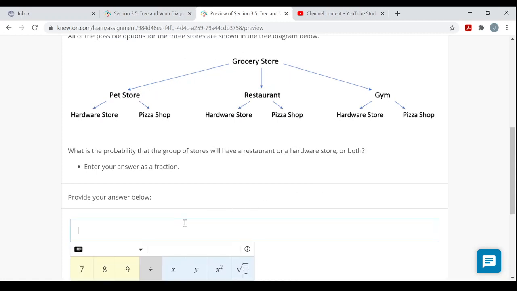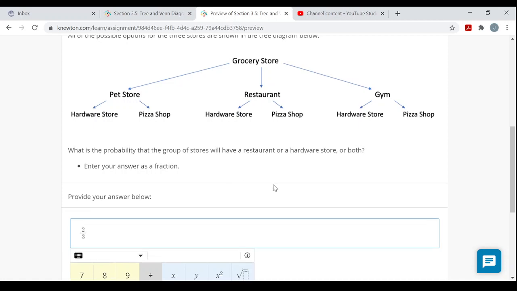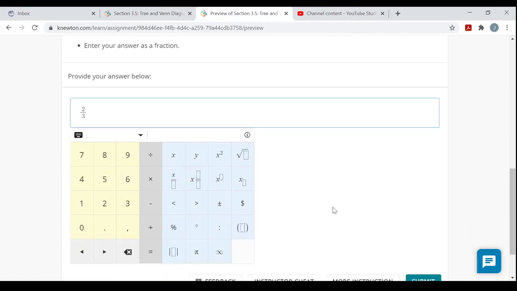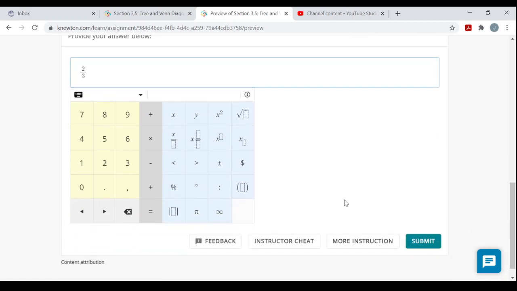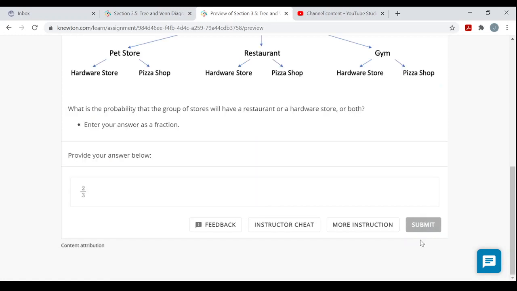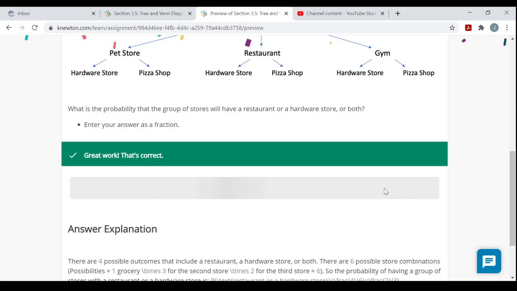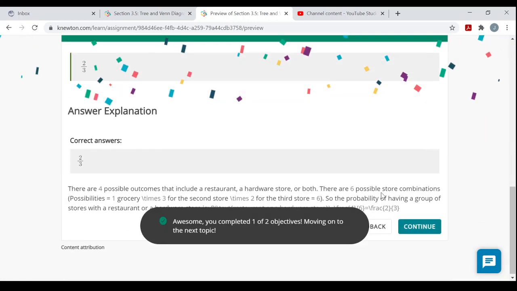So you can put 4 out of 6, which reduces to 2 out of 3. So you have like a 66, 67% chance, 2/3 chance of selecting a path with either a restaurant or a hardware store in it or both. Hopefully that made sense, right? Just counting these paths if you're given a tree diagram.